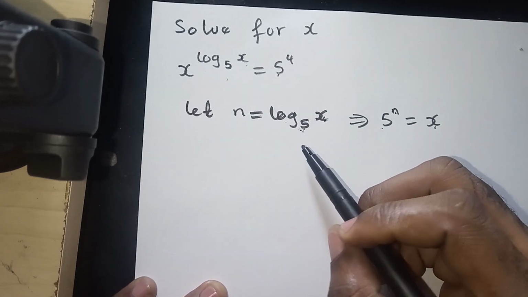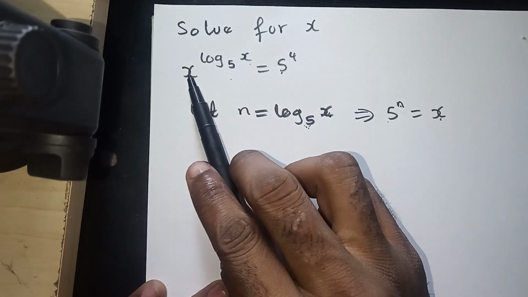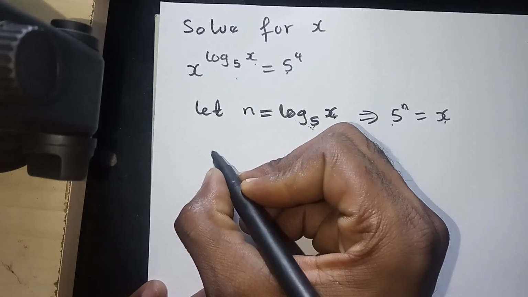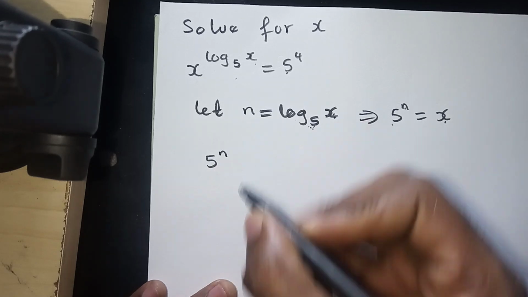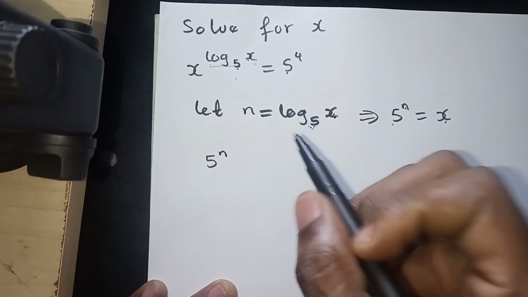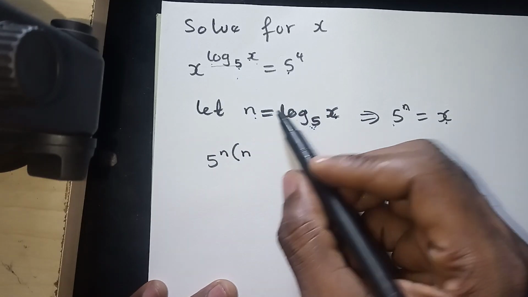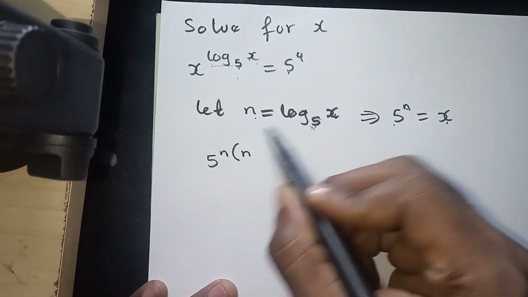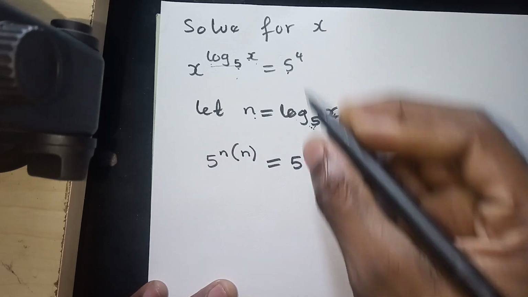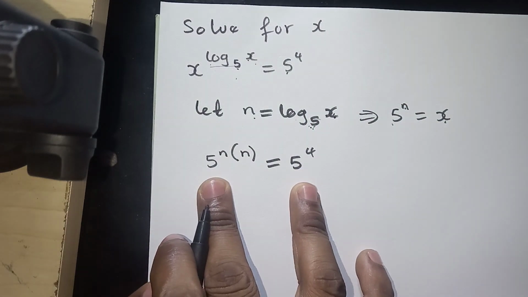of x. So what we do now is substitute where you have x, you put 5 to the power n. So you have 5 to the power n. Then where you have log 5 of x, you can just put your n. Remember, we chose this to be our n. So you have this, and then you have 5 to the power 4, which is much easier to solve.